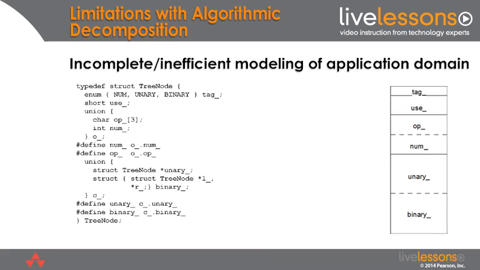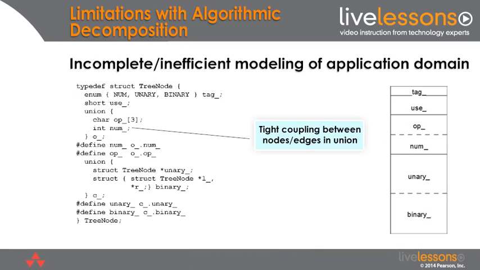There are also some other limitations with the algorithmic approach due to an incomplete and inefficient modeling of the expression tree domain. For example, you'll notice if you look carefully at the tree node data structure, there's a very tight coupling between nodes and edges in the design. We combine them together so that they have the same shared piece of memory to store either the operator or the operand value. And that's just a tight coupling that occurs in the design space.